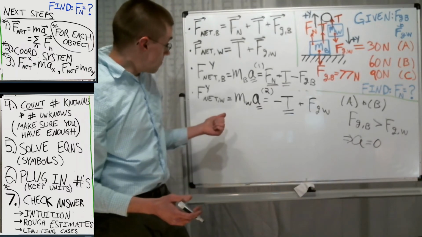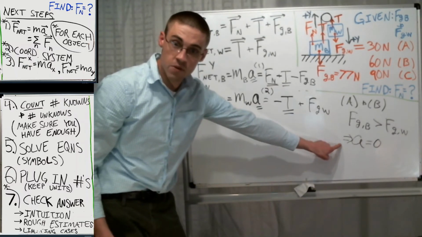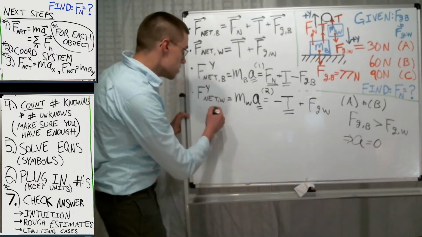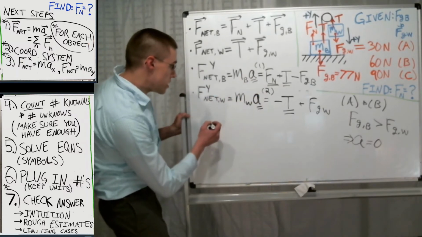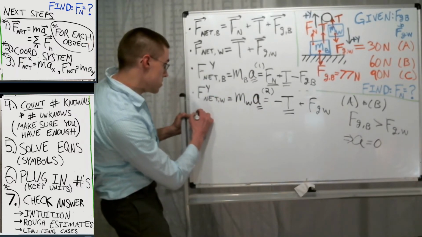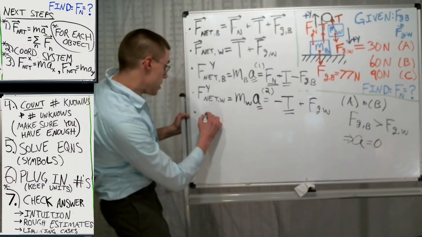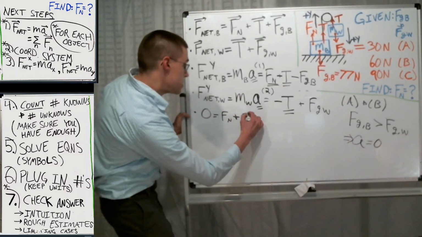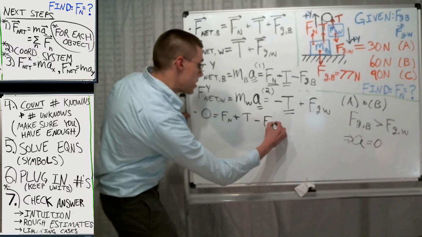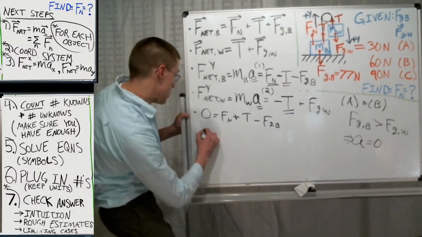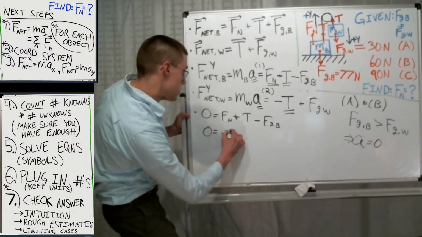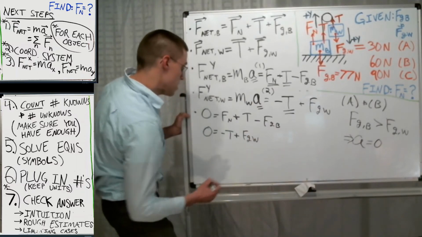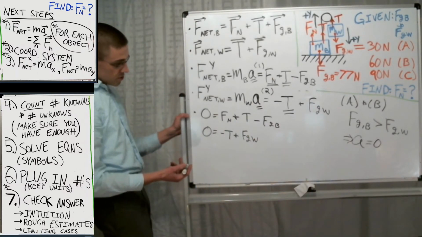So that gives me a third equation, a really helpful one, right? That gets rid of 2 of them. So let's just do part A and B first. So in that case, both a1 and a2 are equal to 0. So I have 0 equals Fn plus T minus FGB, and I have 0 equals minus T plus FGW.